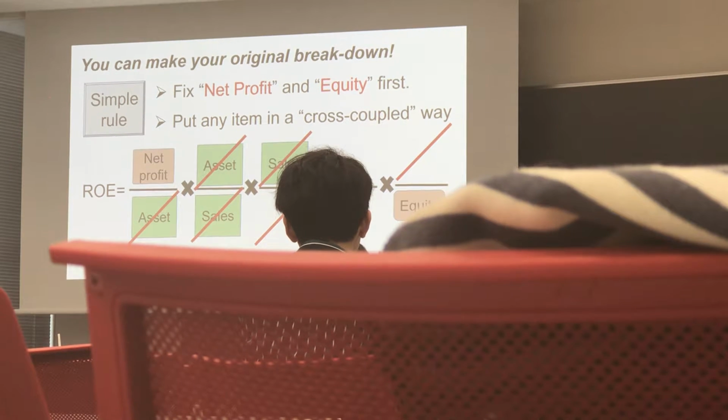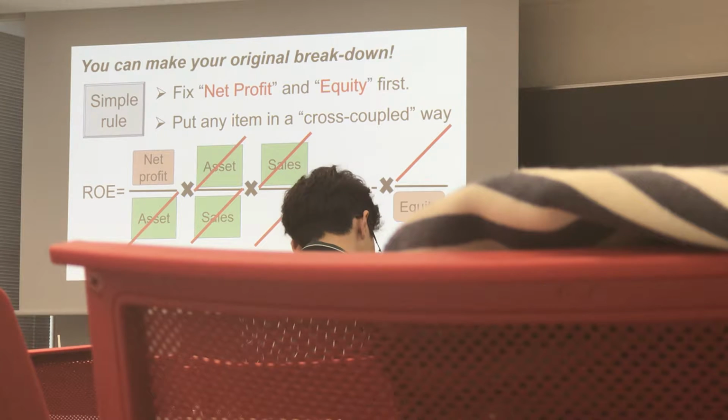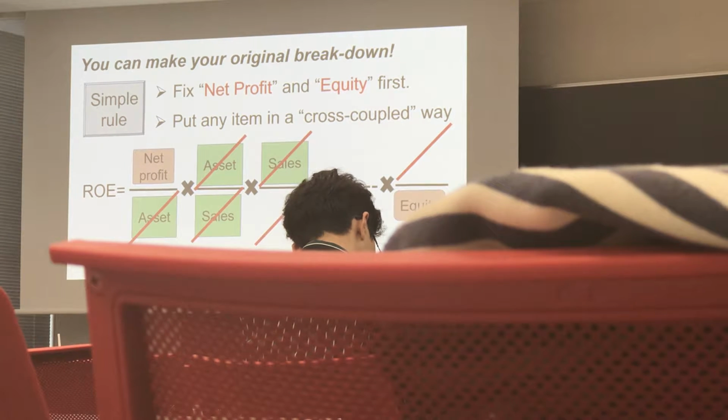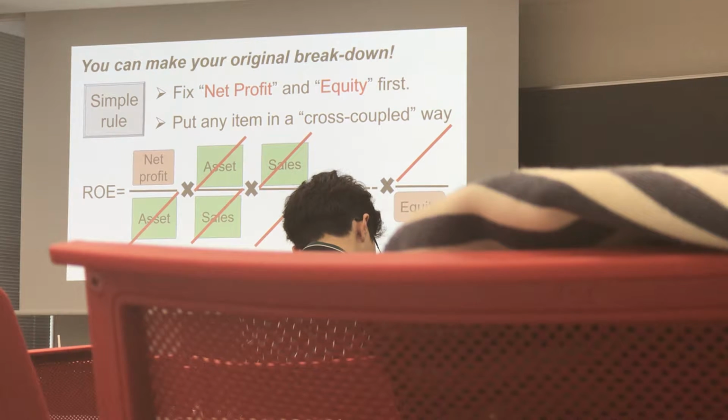And this DuPont system can be made up by yourself because you can extend this kind of equation infinitely, as long as you put net profit on the left hand side, and then equity here. And then you put the same item here. They will offset together.